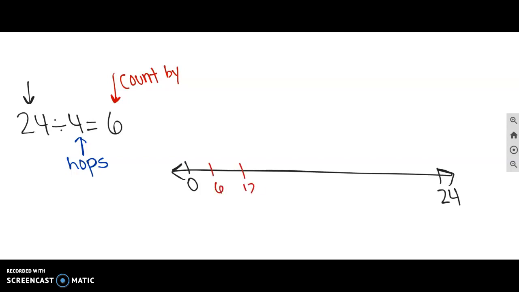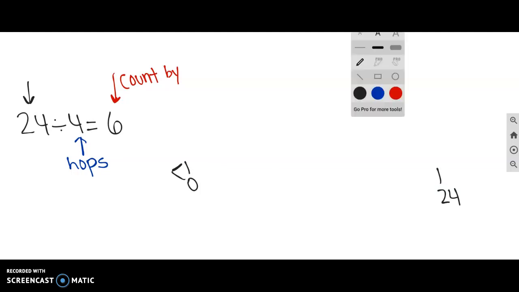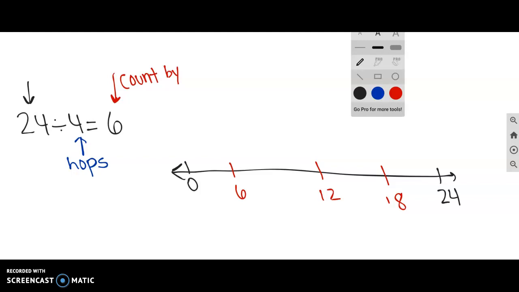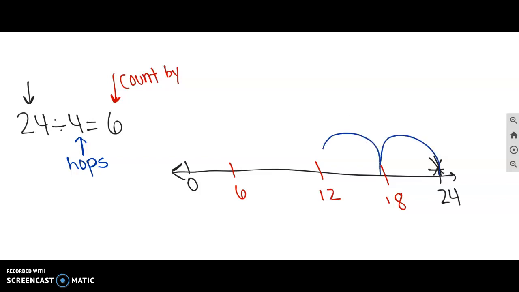6, 12. Uh-oh, that's a little too close. Let's spread it out a little bit. Great. Much better. Okay, so now we have our numbers on the number line. We are going to start at 24 because that's the number we're dividing. We're going to go back 4 hops. So 1, 2, 3, 4. And that is how I would represent it on a number line.